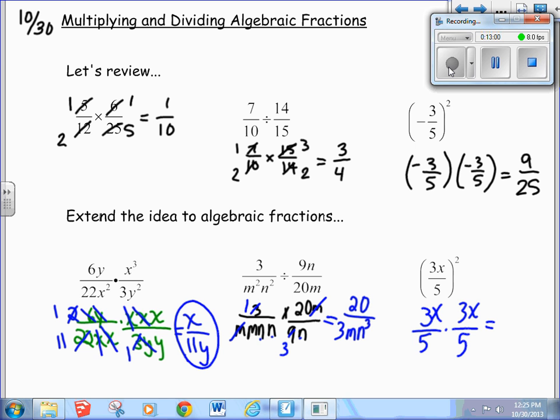Let's talk about this. Is there anything we can cancel? Any common factors in numerators or denominators? No. Mary? No, there isn't anything. The numbers don't cancel, the variables, there's nothing in top and bottom. When we multiply, what do we get? Robbie? 9x squared over, what's 5 times 5? Good. But what I'm really pleased about is that Robbie caught that x times x is x squared.